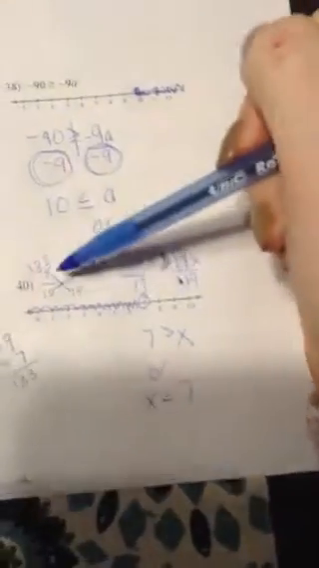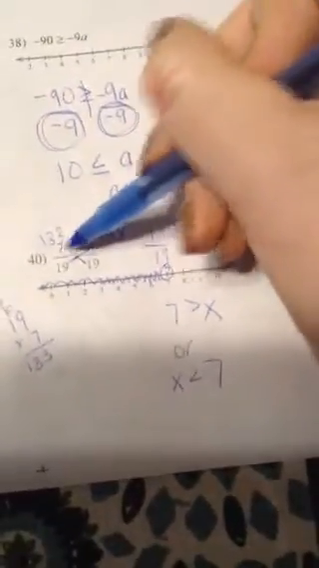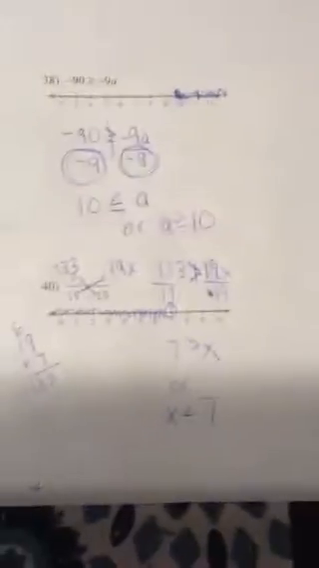And all that means is for this proportion to be true, or this statement to be true, whatever number is here has to be less than 7. Otherwise, the fraction wouldn't be smaller.